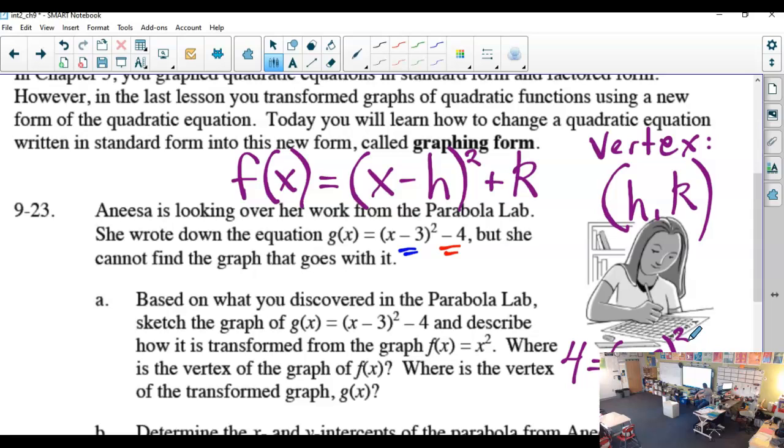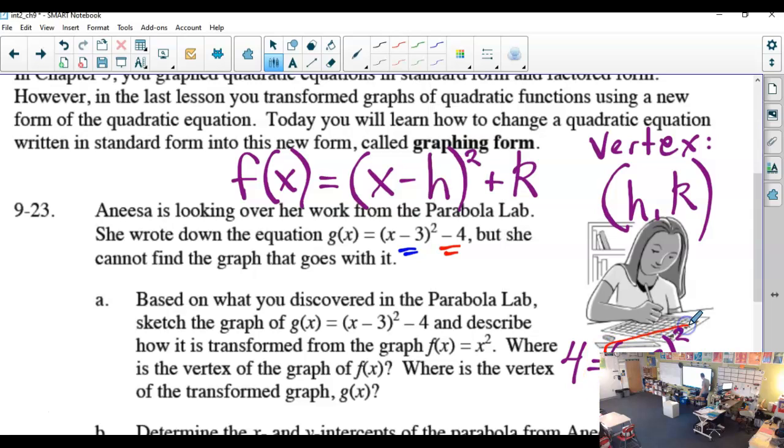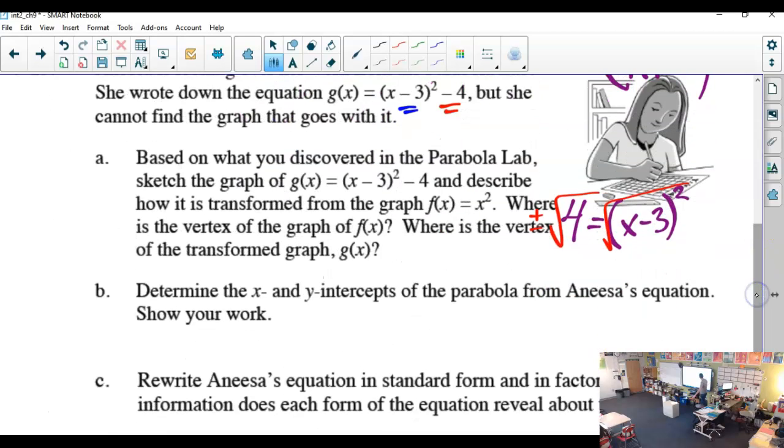Wait, that's like completing the square form. What would we do on both sides here to work towards isolating x? Square root. What's the secret we have to remember about square root? Positive, negative, right? So at this point we have two options. Careful. Positive, negative. What's the square root of 4? 2. So we get positive, negative 2.